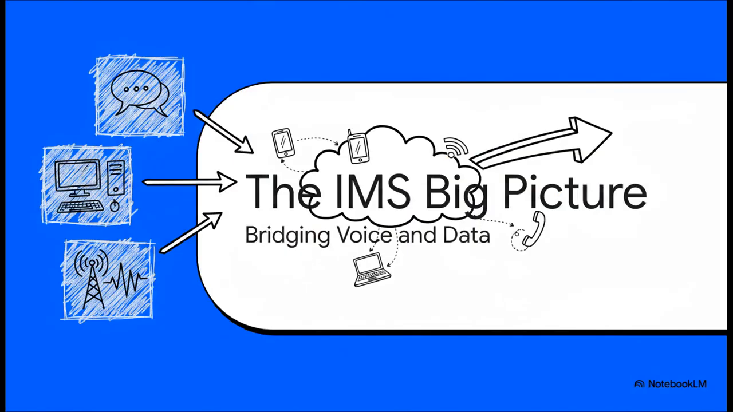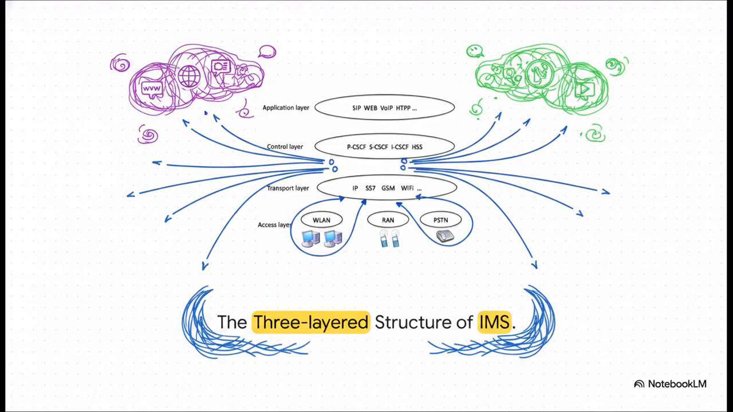All right, kicking things off with Section 1, the IMS big picture, bridging voice, data, and multimedia. Think about communication before IMS. It was all stuck in these different, isolated silos, but IMS unifies everything into a very strict three-layered architecture. Down at the bottom, you've got the transport layer. That acts as the physical entry and exit point, using protocols like IPv4 or IPv6 just to route the packets.